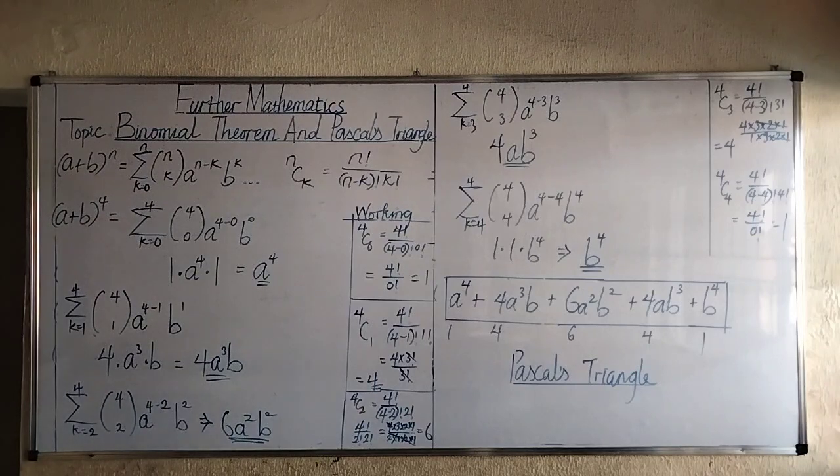Now, Pascal's triangle is the arrangement of numbers that give the coefficients. It is the arrangement of numbers that give the coefficients. Okay, let us write it down. It is the arrangement of numbers that give coefficients in the expansion.